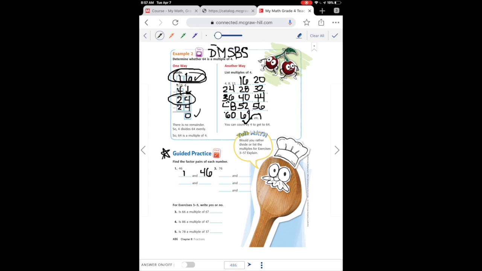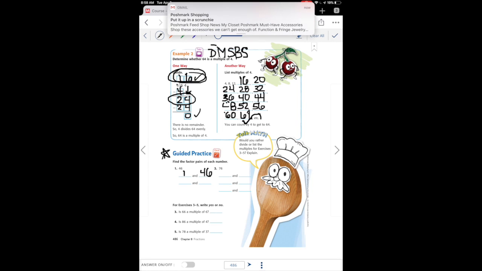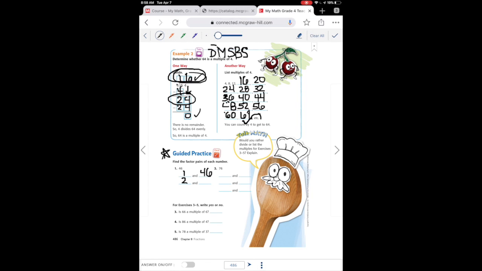Now, what other factor pair is there for 46? We need to think about what other numbers we could multiply together to get 46. Well, I see that this number ends in a 6, which means it's an even number, which means it can be divided by 2. So I can put 2, and now I need to think about what number multiplies by 2 to get 46, and it's 23. Those are my factor pairs of each number. I can't divide it by 3 or 4 or 5. It's 1 and 46 and 2 and 23.